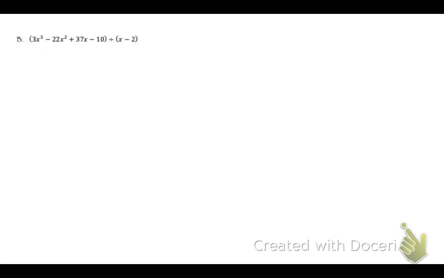Okay? Let's do another one. So outside, I have a 2. Inside, 3, -22, 37, -10. Start by bringing down that 3. 3 times 2 is 6. Add those. You get -16. -16 times 2 is -32. Add those, you get 5. 5 times 2 is 10. Add those, you get 0.